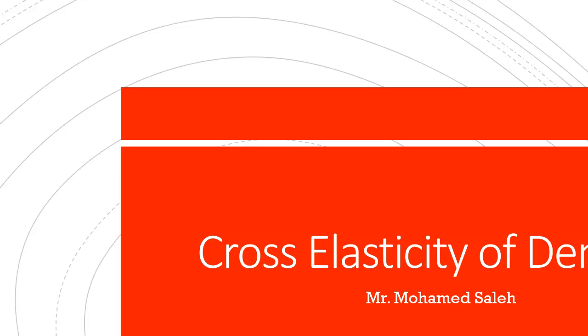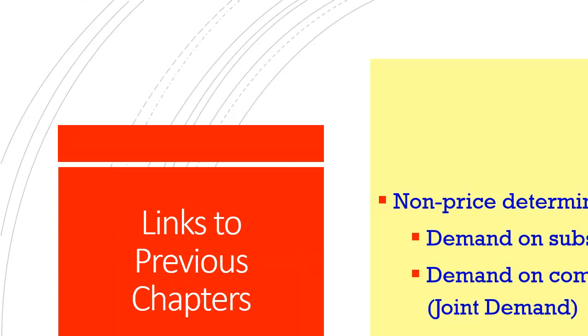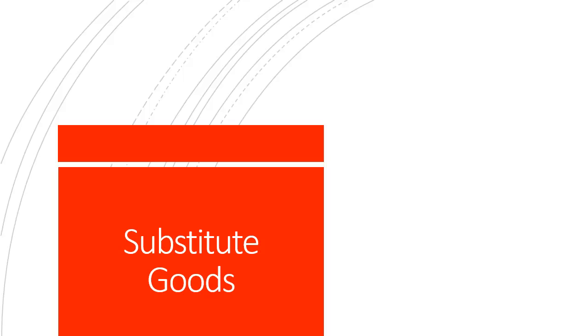Today we're going to review some concepts related to the cross-elasticity of demand. The links that we have to focus on from previous chapters that we took in quarter 2 were related to the non-price determinants of demand. One of them was the demand for substitute goods, and the demand for complementary goods, which is called joint demand. All right, let's move on.